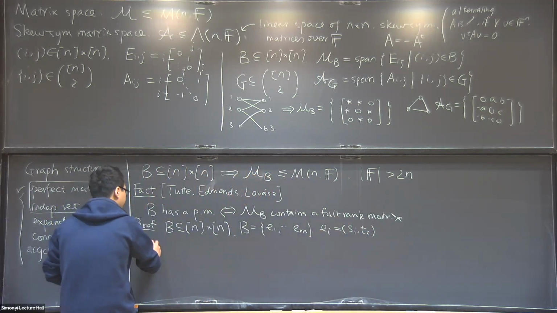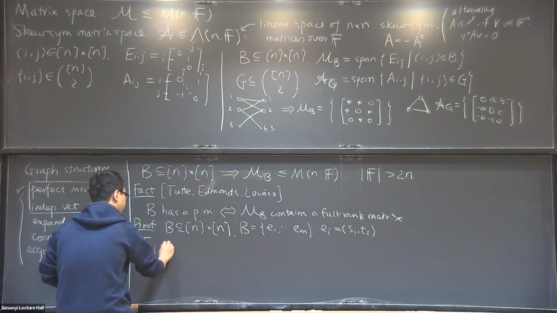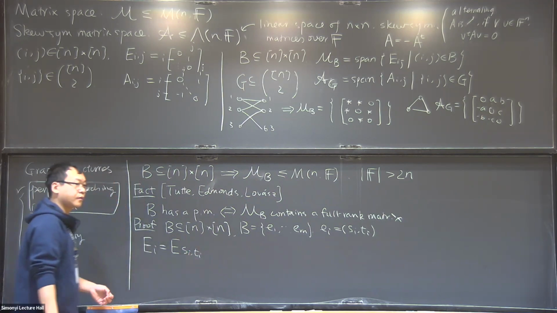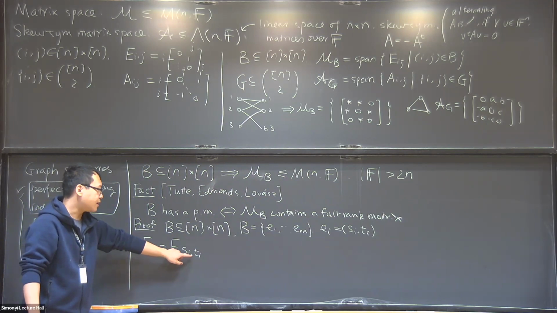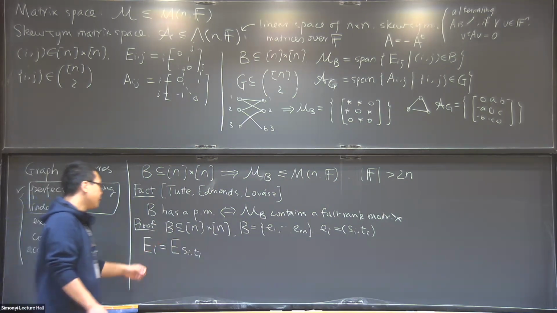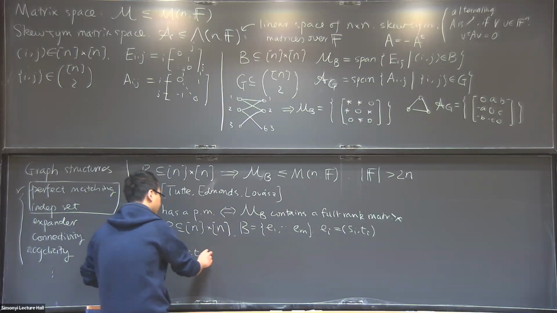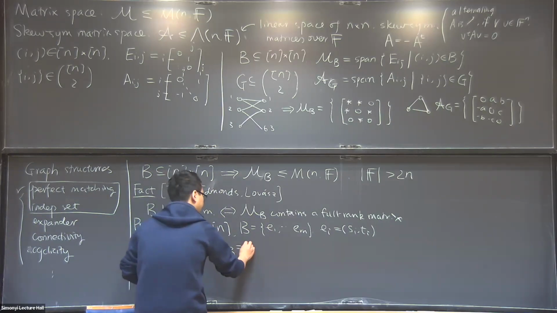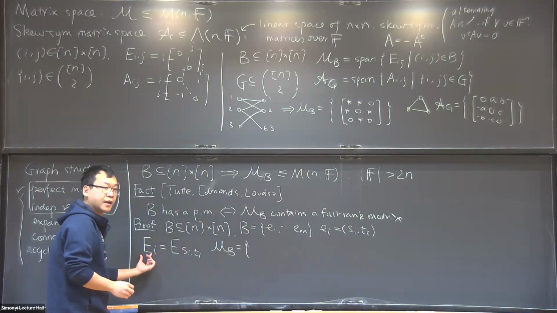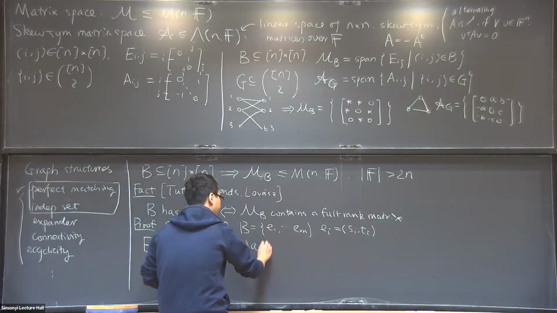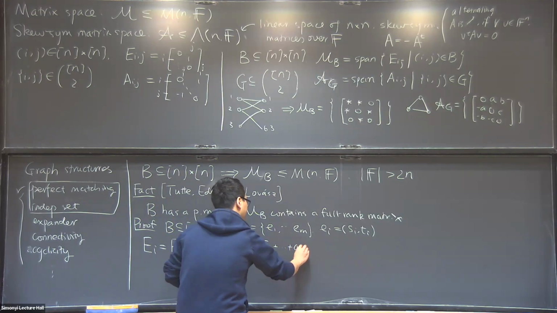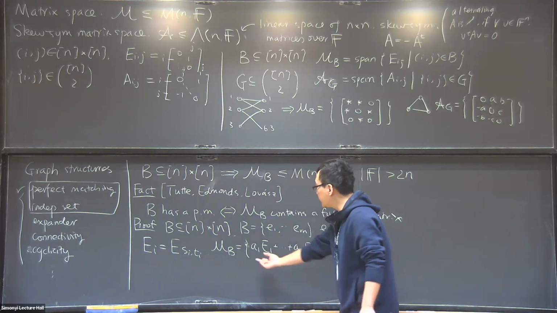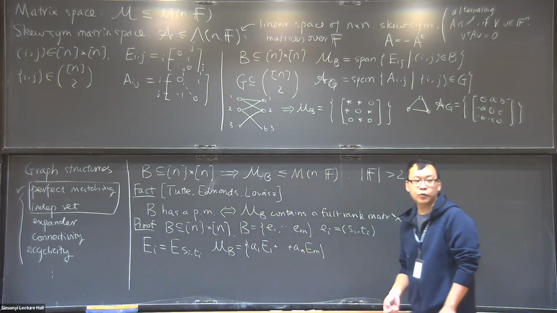Now we build, for simplicity, we call Ei the elementary matrix corresponding to this edge. This is the elementary matrix with the (s_i, t_i) position being 1, the rest being 0. So now I know that, for example, MB consists of all the linear combinations of these Ei's, right? So MB consists of a1 E1 plus up to am Em. So this is MB, containing all the linear combinations of these elementary matrices.